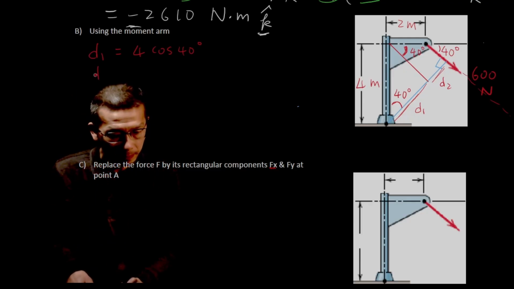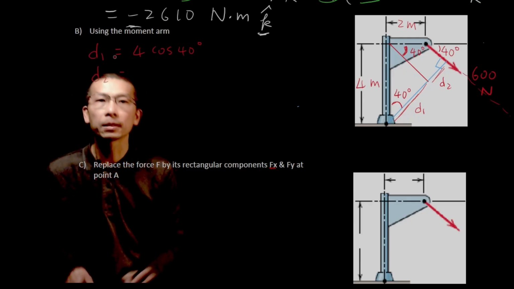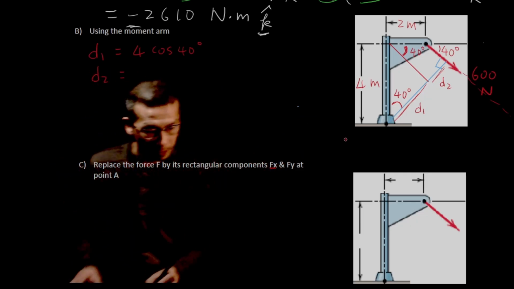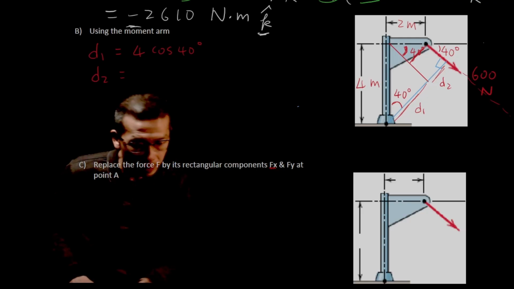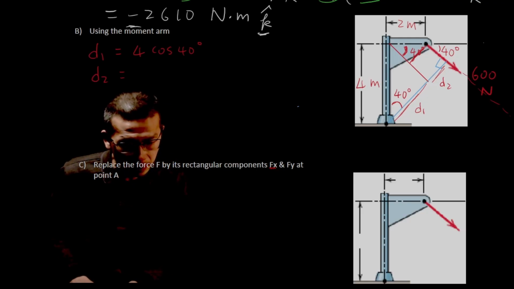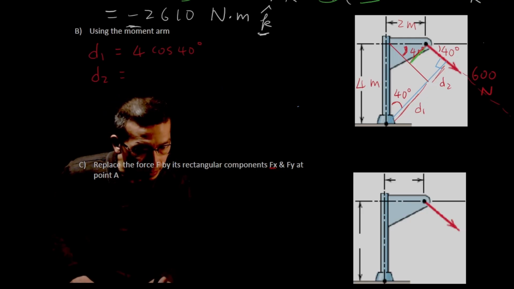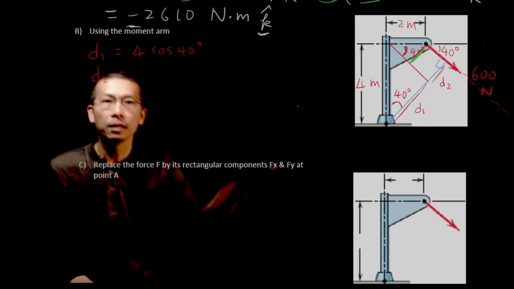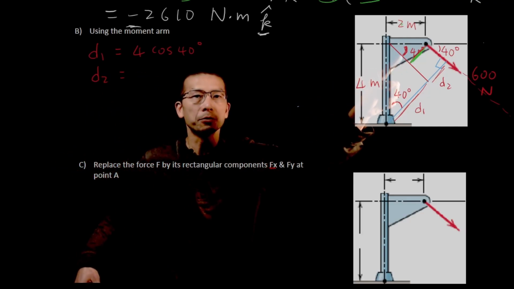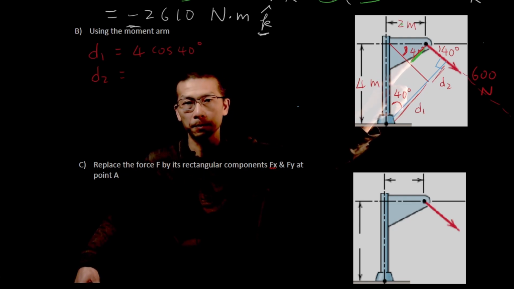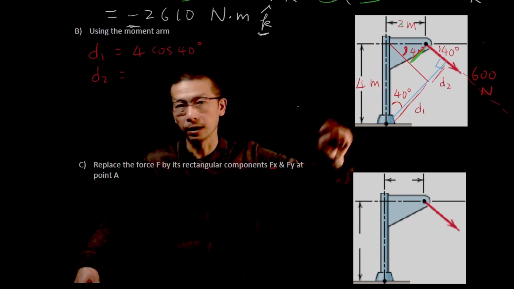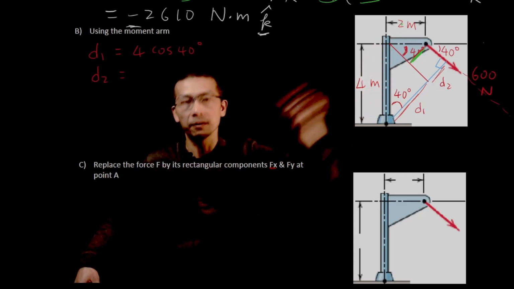D2, can you look at D2? Now, D2 is equal to this length here. Do we have a better color? Maybe use green, this one. So that if this here is 40 degrees, what would be the length of the green line there? Sine 40, right? 2 sine 40.